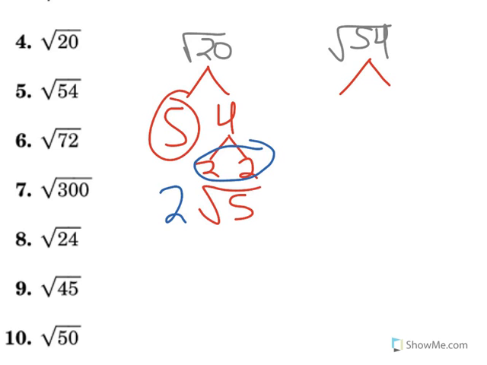So the answer to number 4 is 2 times the square root of 5. That's how we would simplify that. That would be the exact answer to that question.